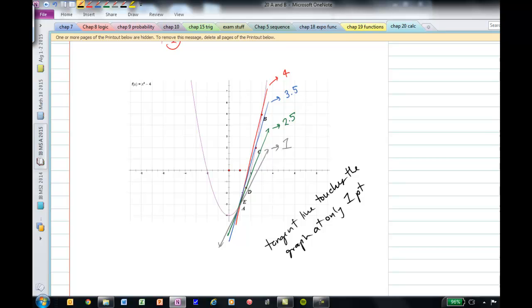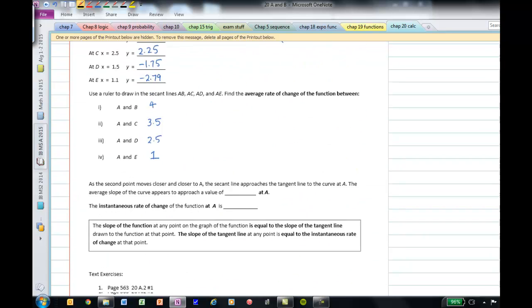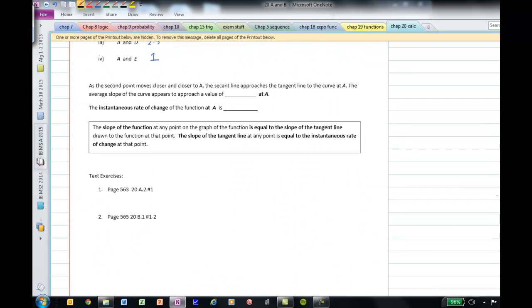So if we go back to the previous page, as the second point moves closer and closer to A, the secant line approaches the tangent line to the curve at A, and the average slope of the curve appears to approach a value of 1 at A. So now we can talk about instantaneous rate of change.